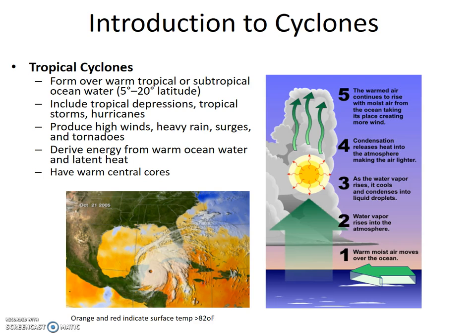The cartoon to the right depicts 5 stages in tropical cyclone development. 1. Warm, moist air moves over the ocean. It is warm and moist because the ocean is warm and wet. 2. Water vapor rises into the atmosphere. And 3. As the water vapor rises, it cools and condenses into liquid droplets. 4. Releasing the latent heat of condensation in the atmosphere, making the air less dense and causing it to rise, baby, rise. And 5. The warmed air continues to rise with moist air from the ocean surface flowing into the low pressure core, creating more and more and more wind.